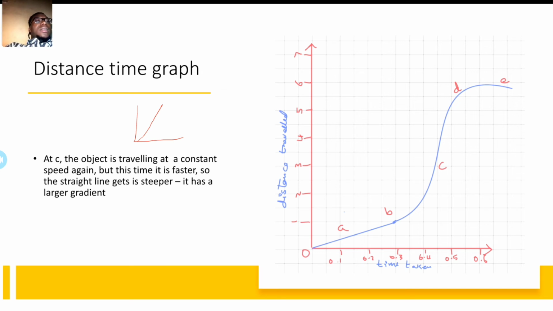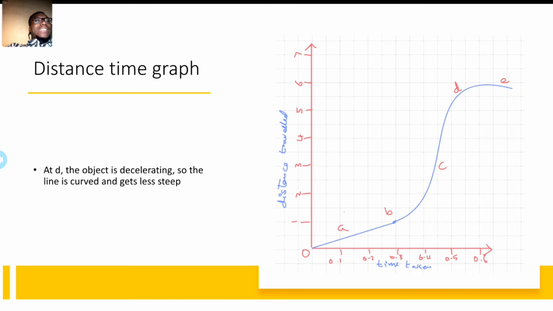And we have a situation for point D. That's where you have the object decelerating. You have a curve, something like this. The object is now starting to decelerate. That means the speed is changing this time around, but at a decreasing rate. That means the object, or we can say the car or the particle, is now coming to rest. It's not at rest yet, but the speed is changing at a decreasing rate.